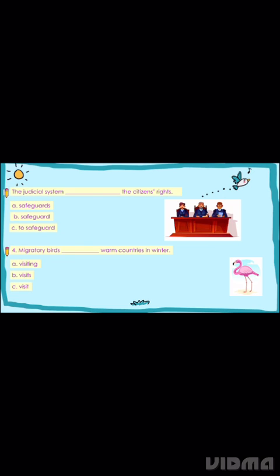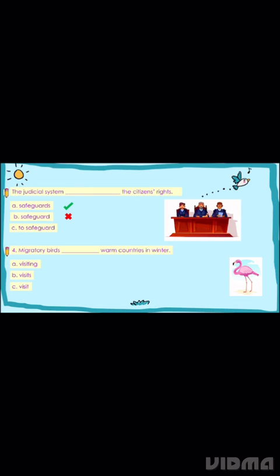Yay! Moving on to the third sentence. The judicial system dash the citizens' rights. What do you think our answer could be? Safeguards or safeguard? Or to safeguard? Very good. Our answer is: the judicial system safeguards, with an S, the citizens' rights.